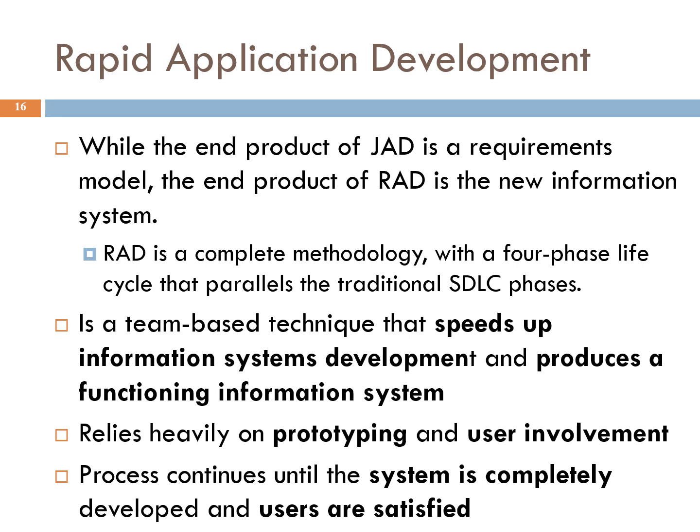RAD is a more complete method with a 4-phase life cycle that parallels the traditional SDLC phases. RAD is a team-based technique that speeds up information system development and produces a functioning information system. It relies heavily on prototyping and user involvement, just like JAD, user involvement, but this one has prototypes. The process continues until the system is completely developed and users are satisfied.